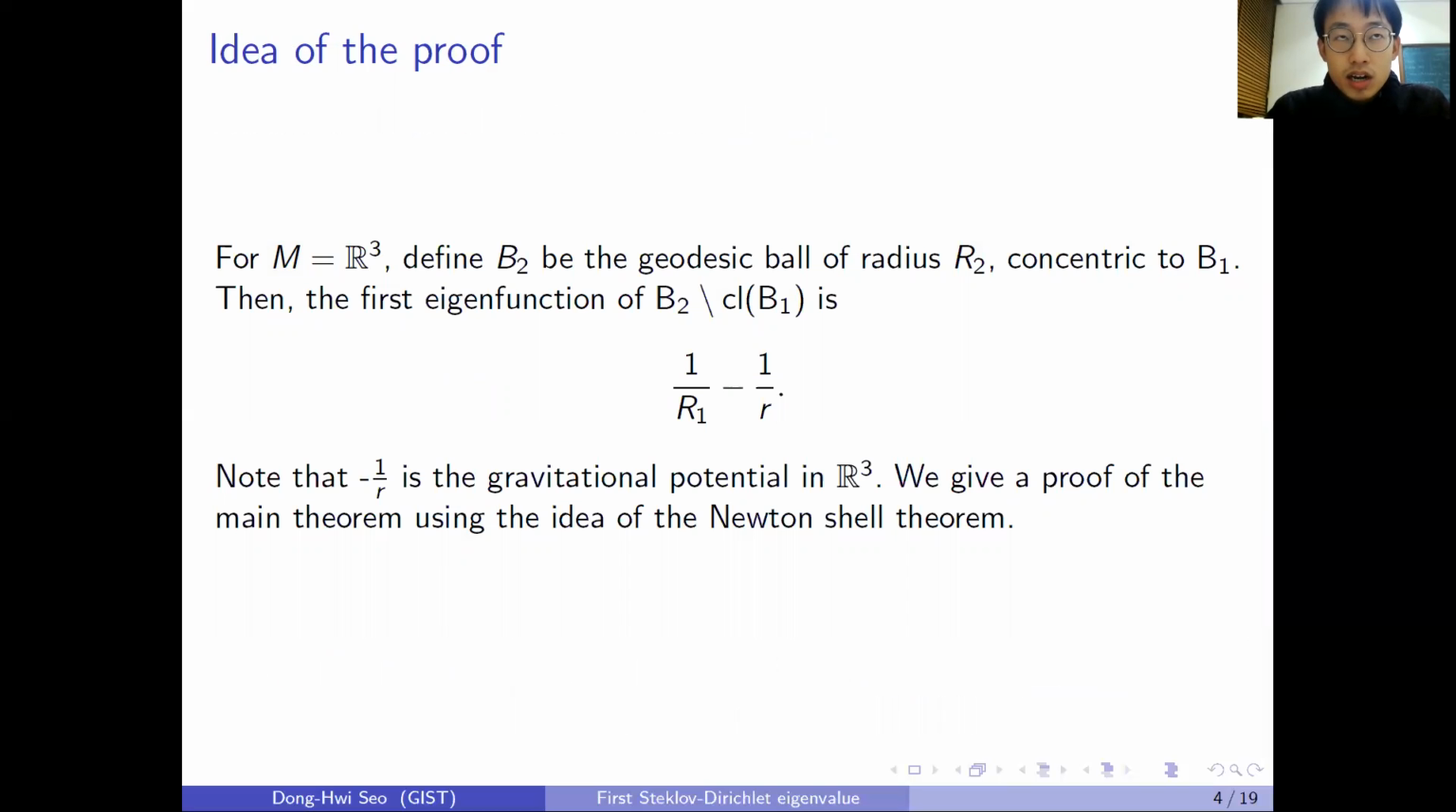And our proof is motivated by the first eigenfunction in an annulus. If we consider the ambient space as three-dimensional Euclidean space, then we can compute the first eigenfunction of the concentric annulus, and it is computed by -1/r plus some constant. Here, small r is the distance from the center of the two balls.